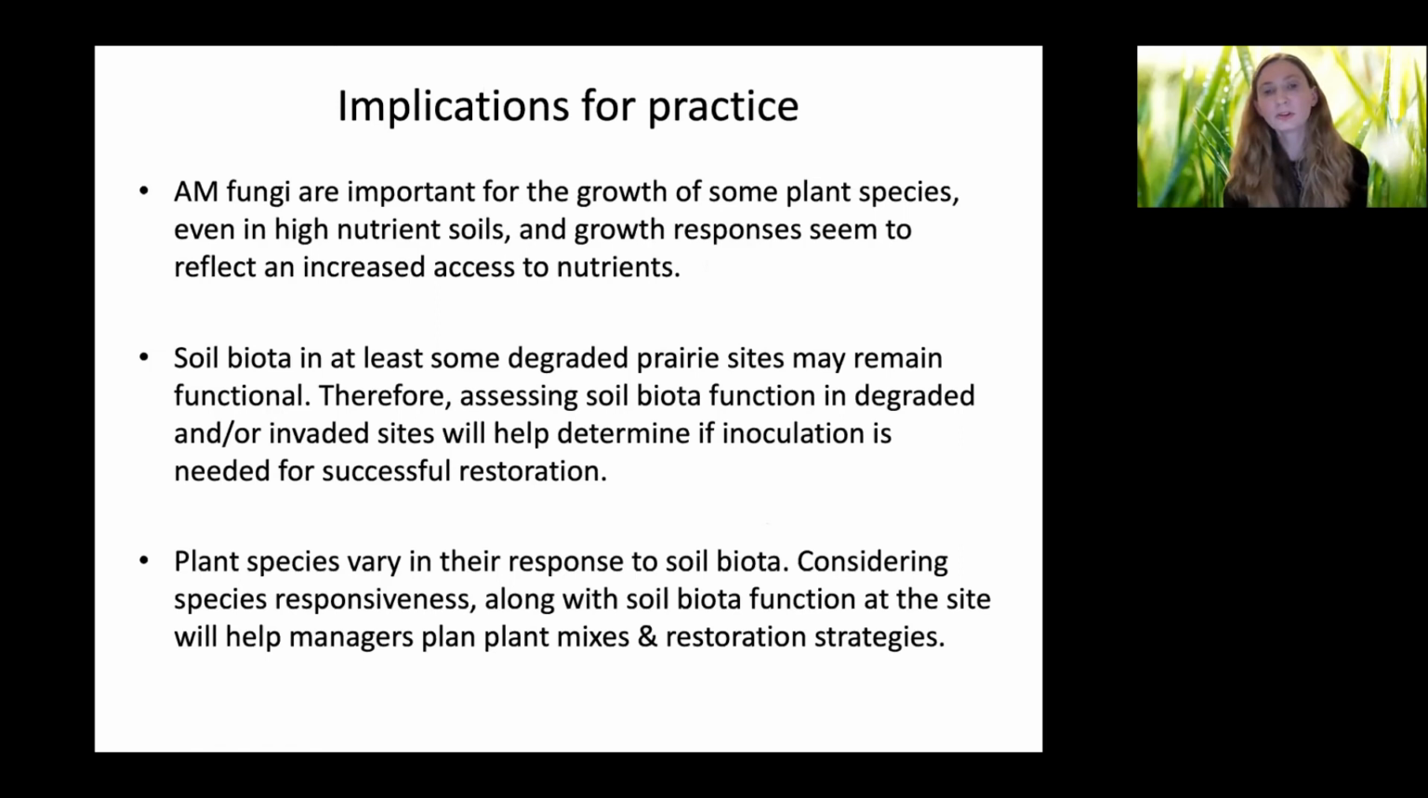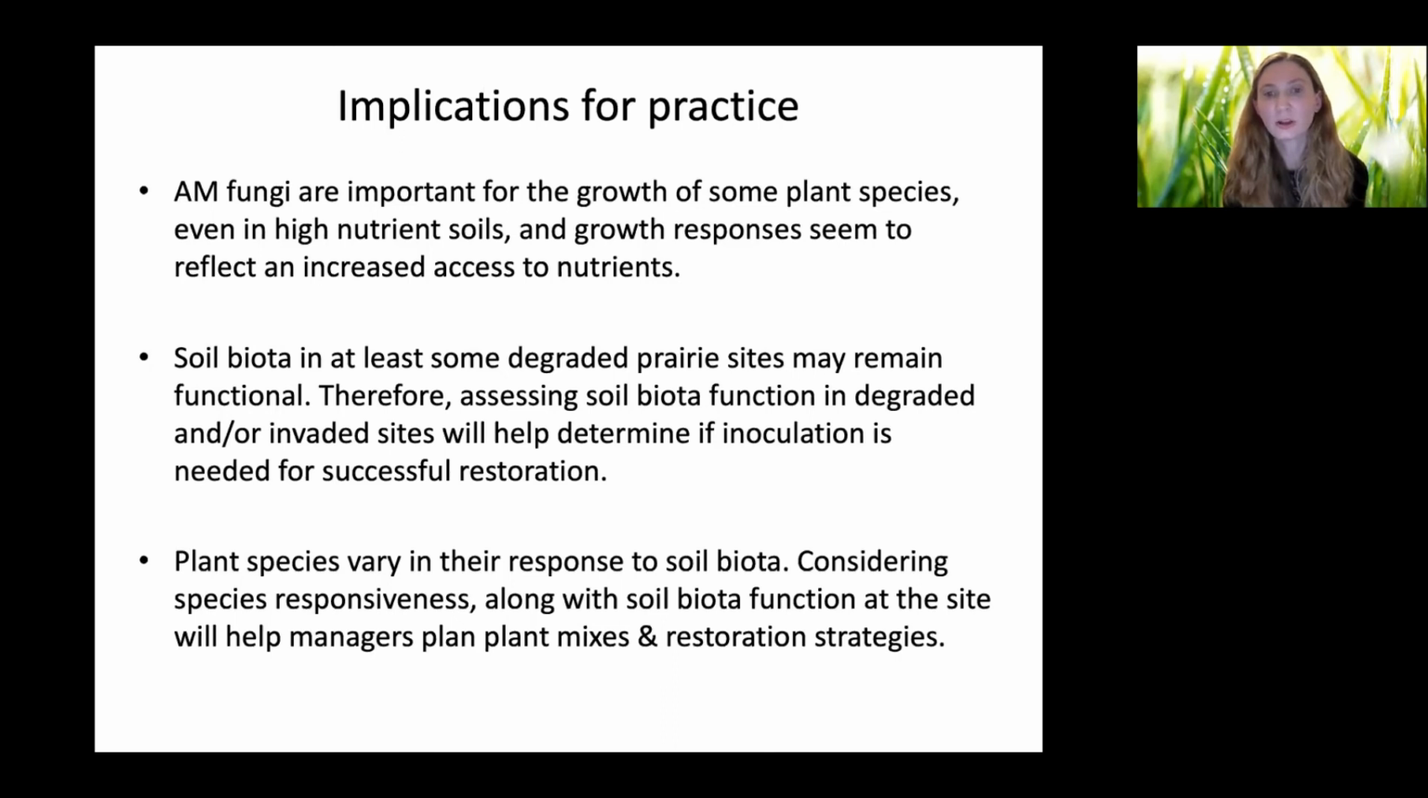This is important because if you're interested in using soil inoculations in restorations, it's really important to test the function of the soil biota in that particular site. If the soil biota is functioning as usual, then it may not need to be inoculated. But having information about which plant species benefit the most, and also some information about the function of the resident organisms in the site, will help to determine if inoculation is needed for a successful restoration. Because inoculations can be expensive and they can take a lot of time.